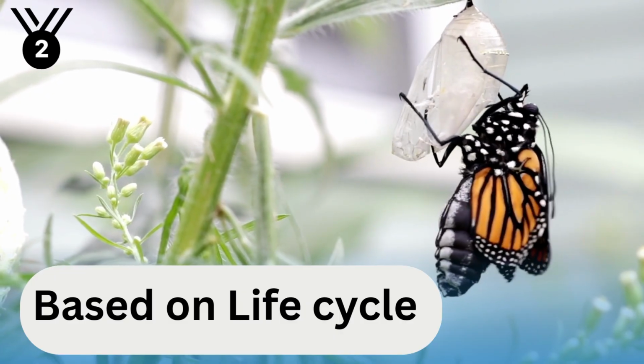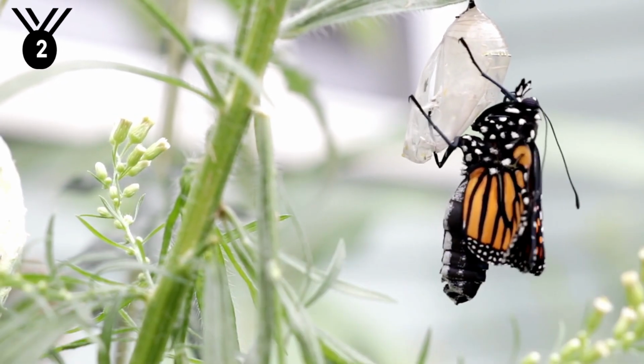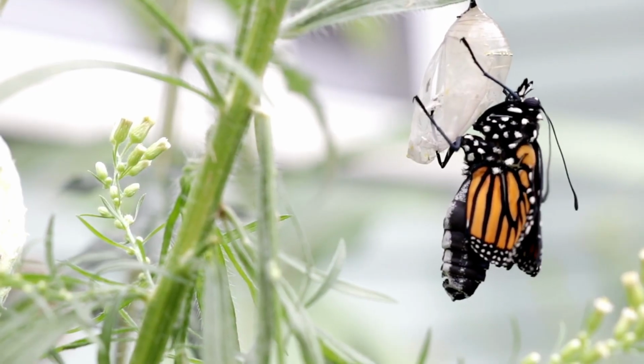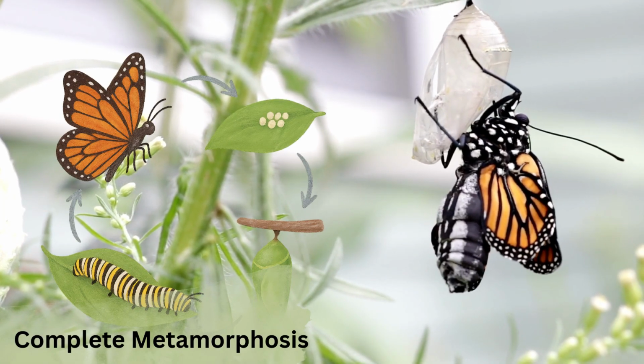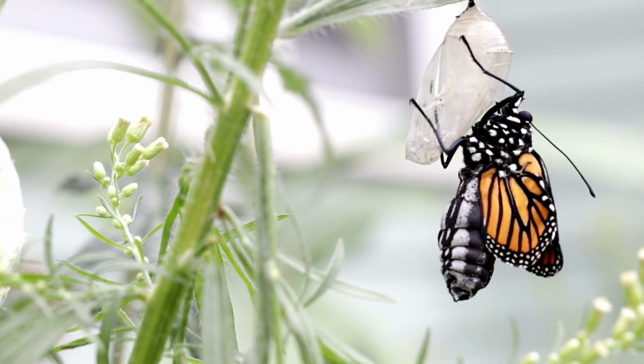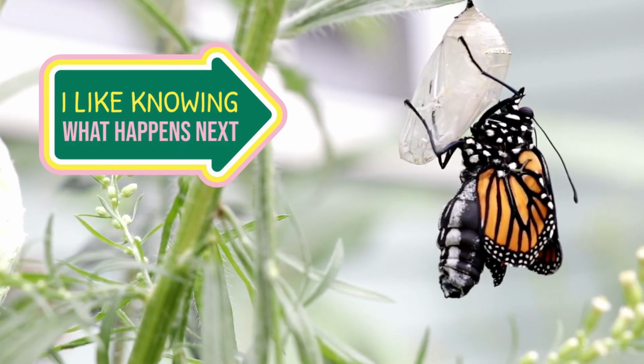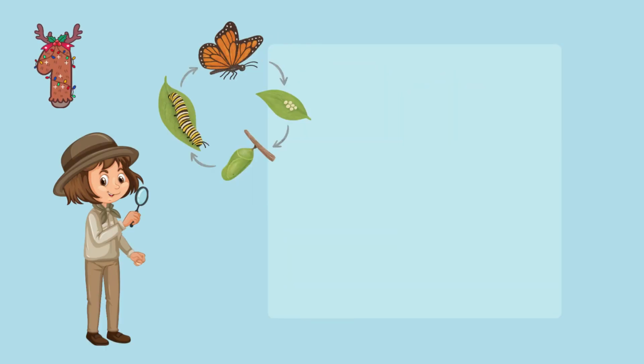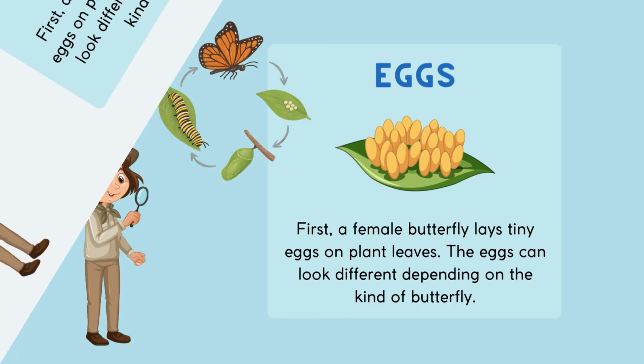Some insects change their body fully when they grow. This amazing process is called complete metamorphosis. So, what happens in complete metamorphosis? There are 4 stages. Number 1, egg. The insect's life begins as a tiny egg.